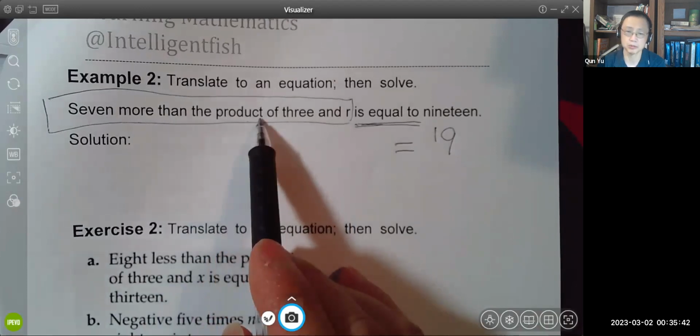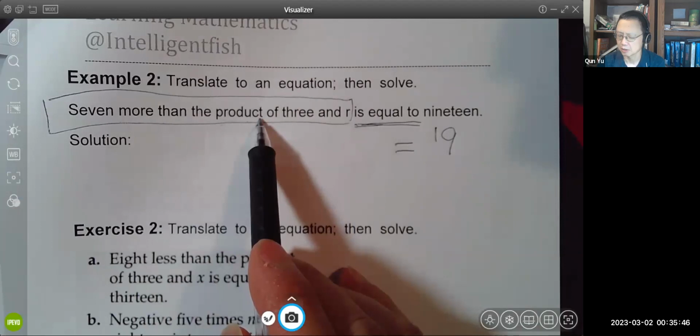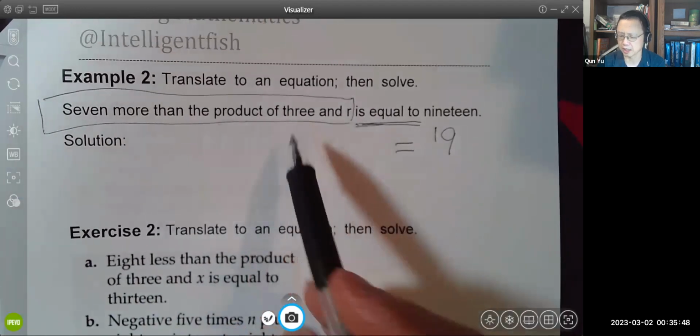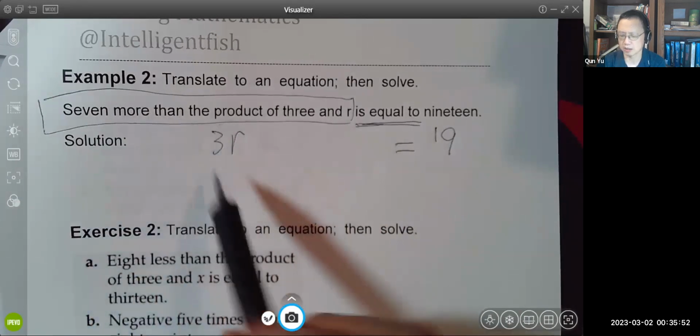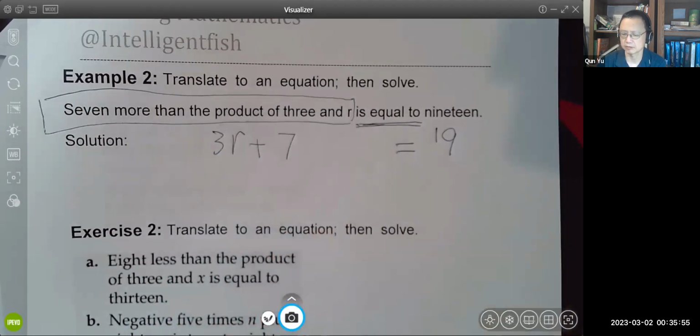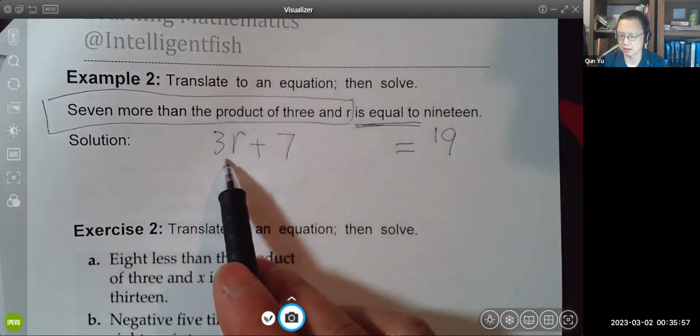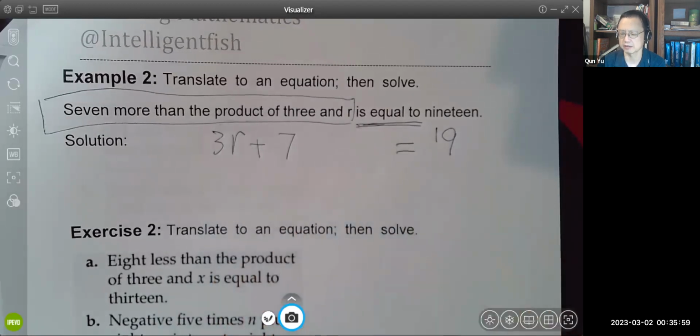So you have to have the product first before you have something 7 more than that, right? Product is between 3 and r. So 7 more than 3r. So add 7 to it. So 7 more than 3r is equal to 19.